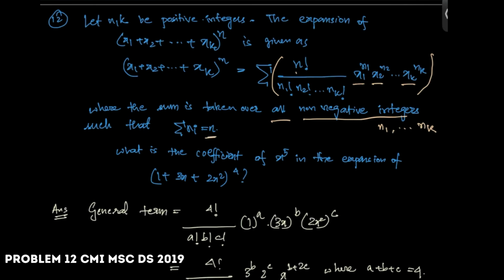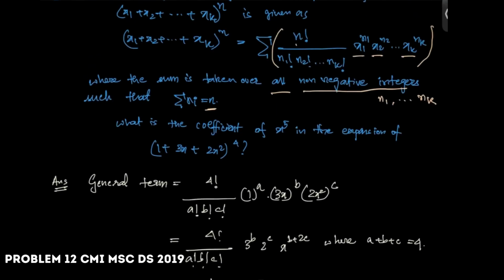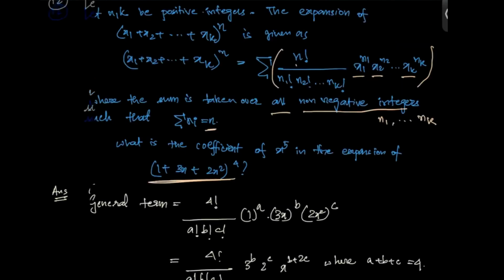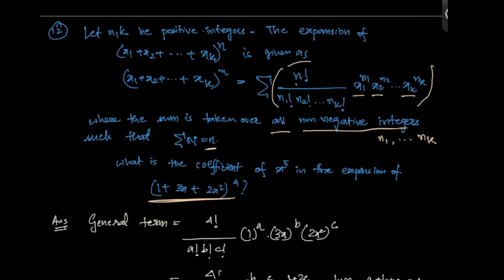So we have to compute the coefficient of x to the power 5 in the expansion of this thing. We understand that this expression is the general expression in this expansion. This is very similar to the binomial: if we restrict the number of terms to 2, that is if k is equal to 2, then this turns out to be nothing but the binomial expansion. In the general case, it's called the multinomial expansion. This is something that's very useful to know.